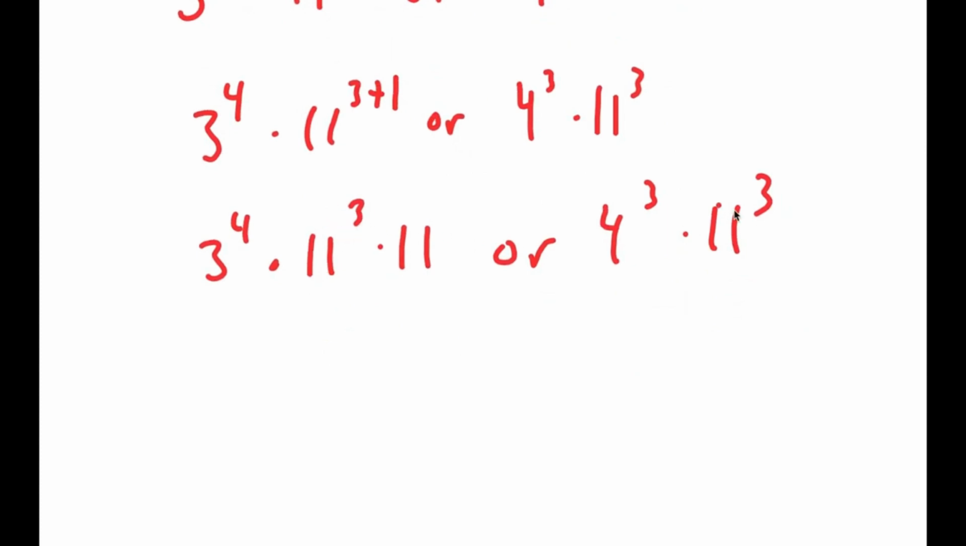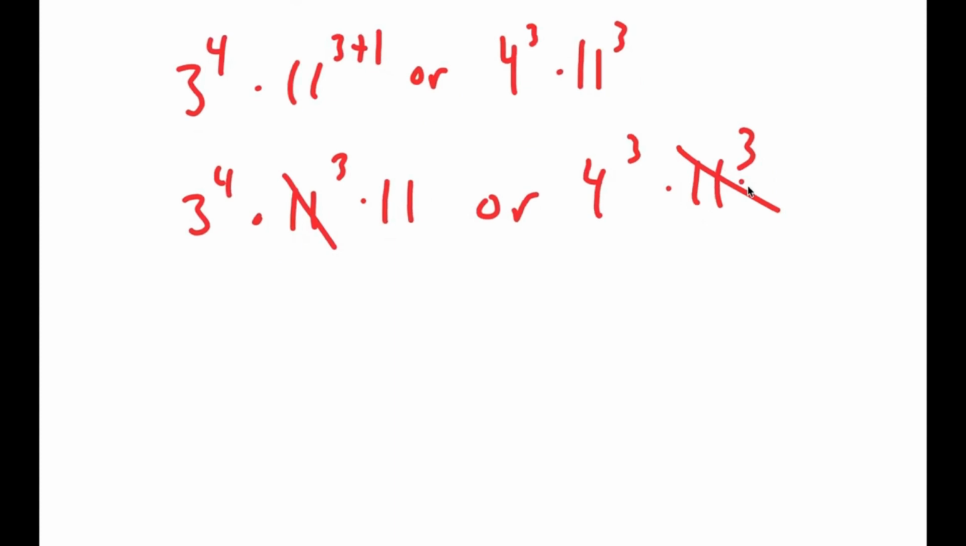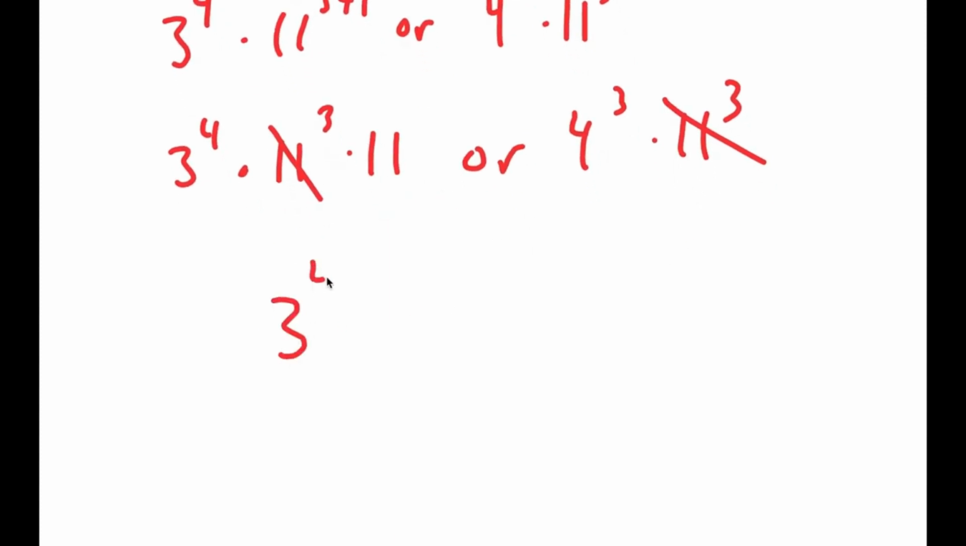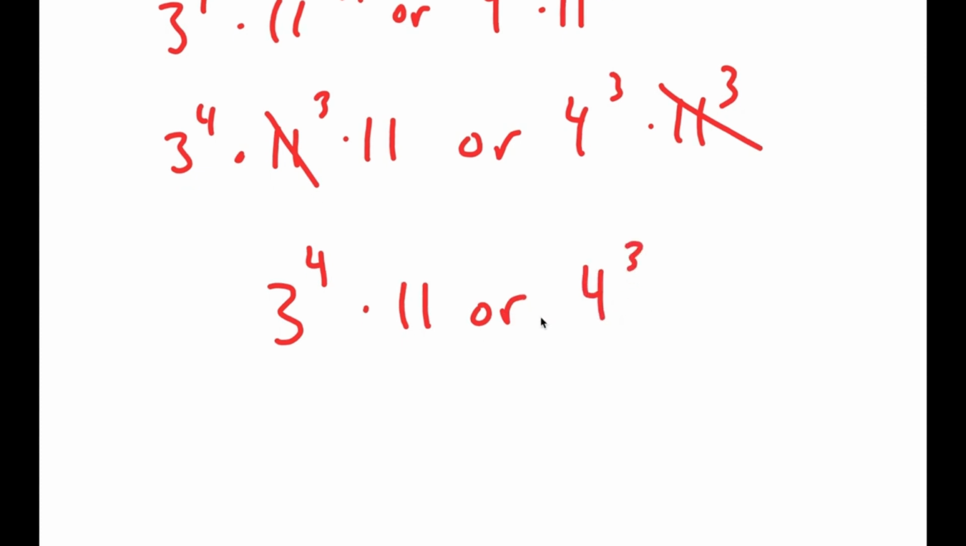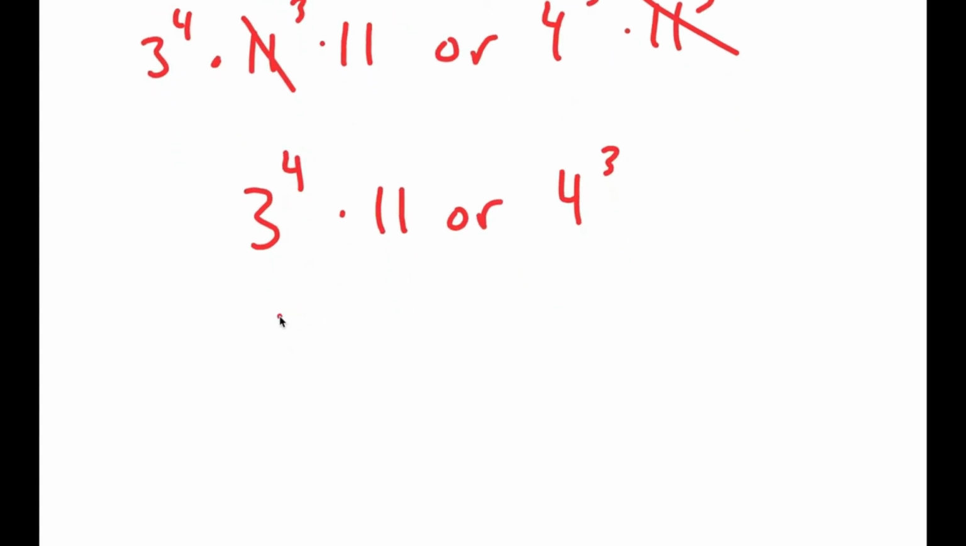And now we see that 11 to the power of 3 is present in both of these, so we can just cancel it out because it's there for both terms. So I'm just comparing 3 to the power of 4 times 11, or 4 to the power of 3. Now 3 to the power of 4 is 81, so I have 81 times 11, or 4 to the power of 3, which is 64.